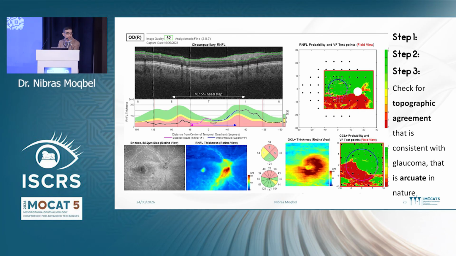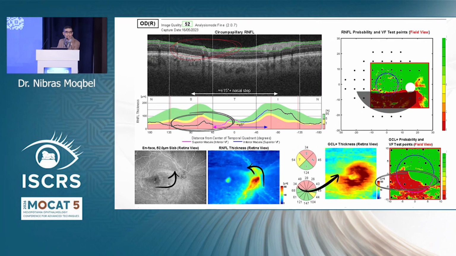What's step 3? This is a very important step: to look for topographic agreement between the nerve fiber layer and the ganglion cell layer. So let's take this example. First step is to look at the B-scan image. What do we look for? We're looking for a focal narrowing here. You can see it's narrowed. It's similar to this one there.